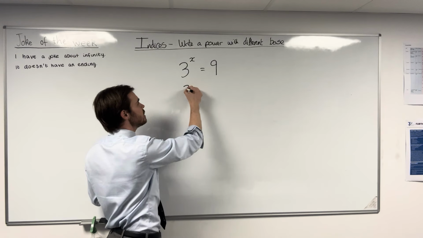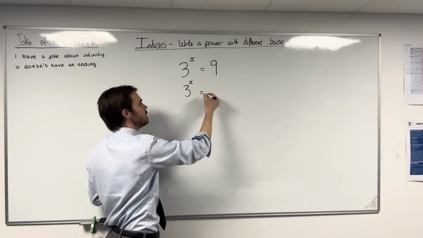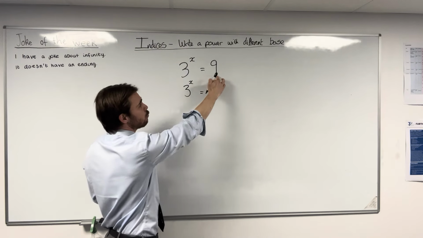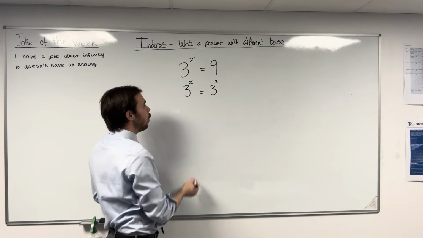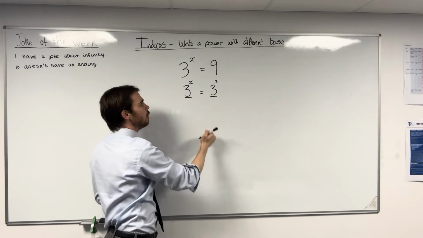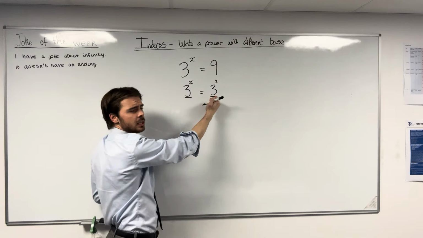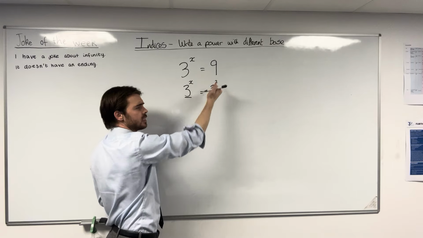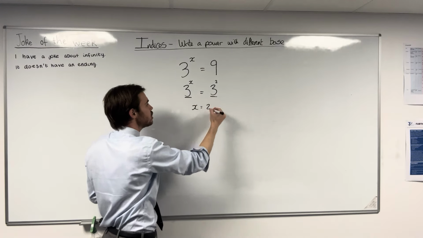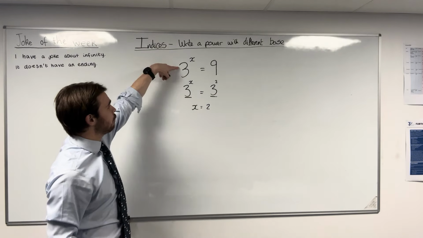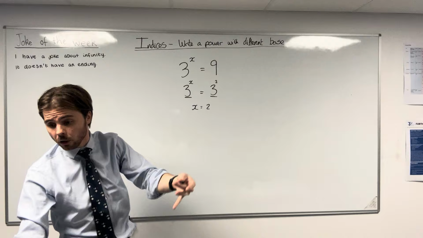So what that means is the 3 to the x stays the same, but I can rewrite 9 as 3 squared. Once you have the same base numbers, well, this is the same as this, so therefore the power has to be the same as the power. So we can say that x has to equal 2. And that makes sense, because 3 squared is 9. Let's have a look at another one.